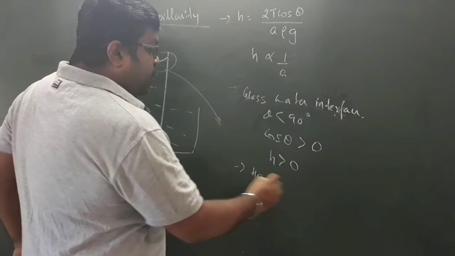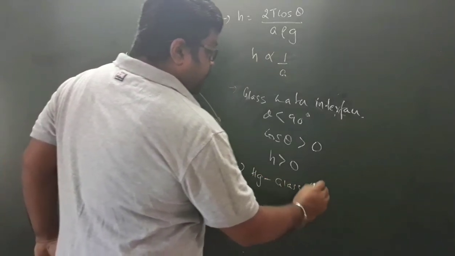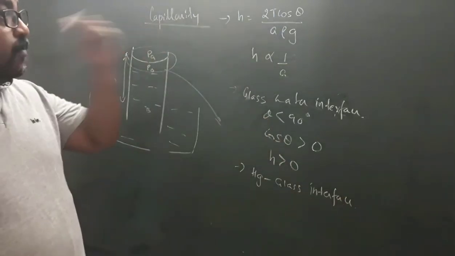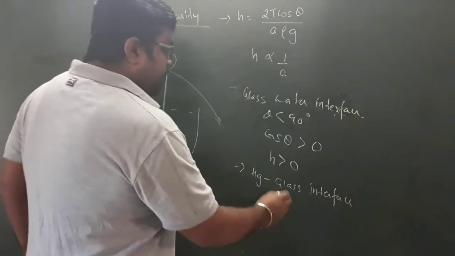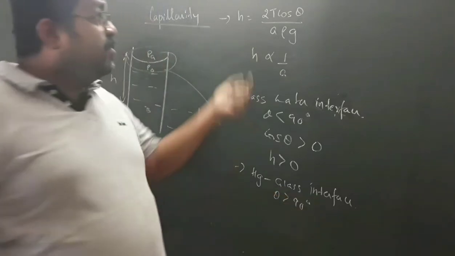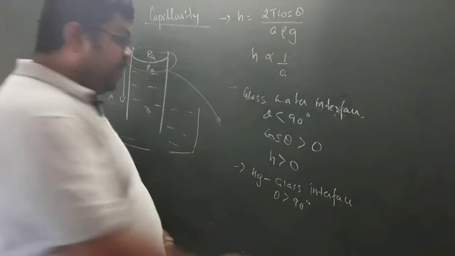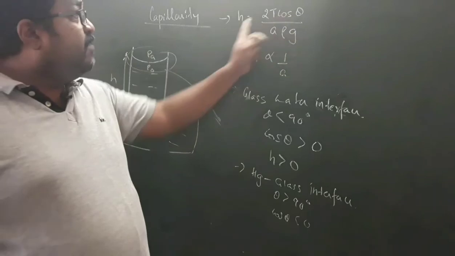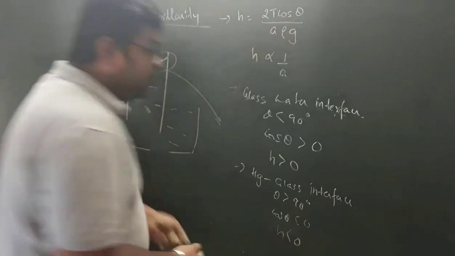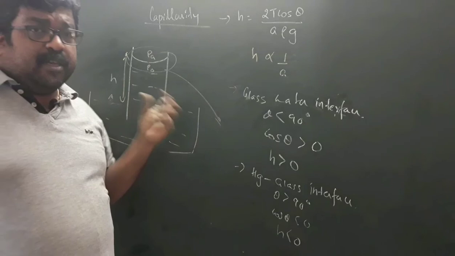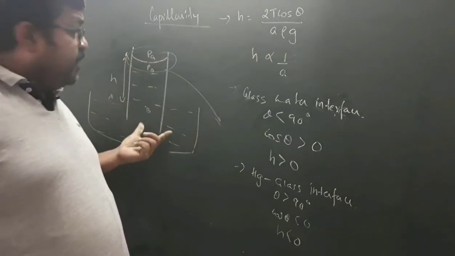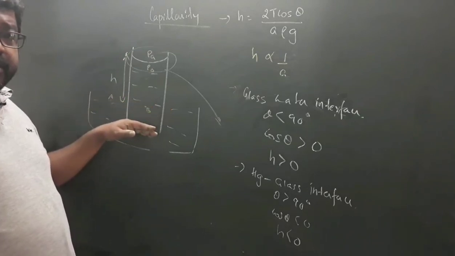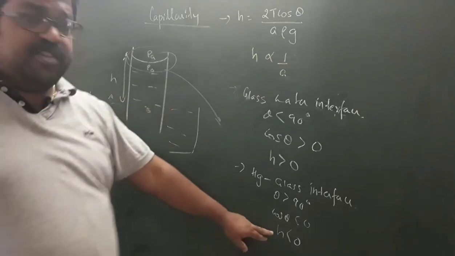For the mercury-glass interface, we have seen that this angle of contact is greater than 90 degrees. So cos theta will become negative. If cos theta is negative, height will be negative. So when you have mercury in this capillary tube, the level of mercury inside the tube will be depressed. It will go down, showing this H is negative.